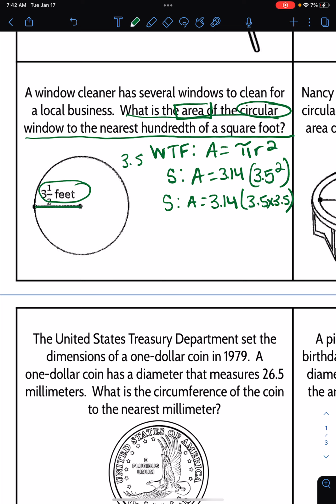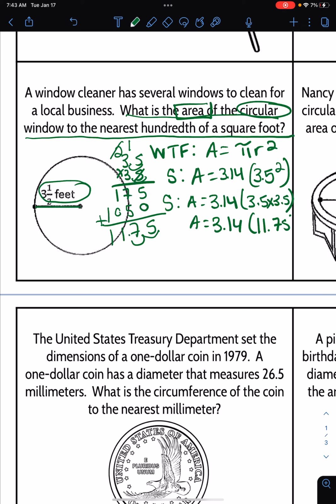So it would be 3.5 times 3.5. 5 times 5 is 25. Carry your 2. 5 times 3, 15. Plus 2 is 17. Put your placeholder. 3 times 5 is 15. Carry your 1. 3 times 3 is 9 plus 1, 10. So now you go ahead and add those. And you had 2 decimal spaces, so that means you have 2 decimals. So now you're going to have A equals 3.14 times 11.75.